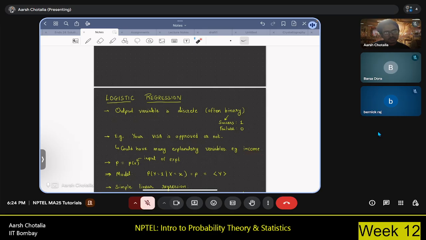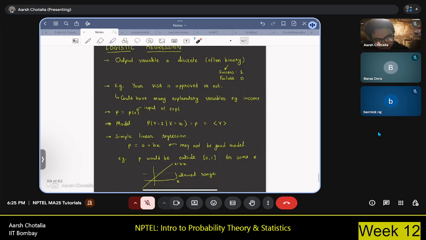For example, if your income is less than, let's say, 5,000 a month, then the probability would be very close to 0, 0.01. Then as your income increases, let's say X is income, then your probability will also increase, and eventually it will go to 1, right? If you are Mukesh Ambani, then no one is stopping you from traveling anywhere. Okay, so the message I'm trying to convey is that P is a function of X, where P is the probability of getting a success.